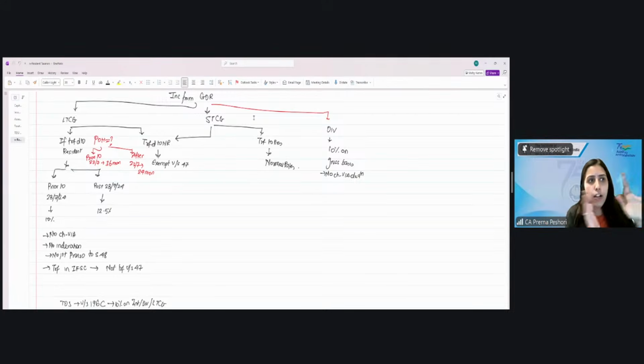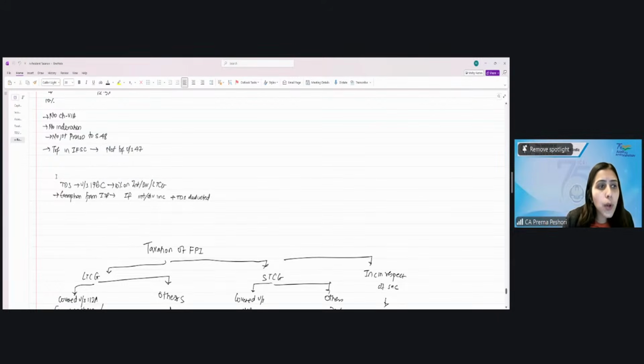The period of holding prior to 23rd July was 36 months. After 23rd July, it is 24 months. If the GDRs are transferred by one non-resident to another non-resident, it is exempt, whether it is long-term or short-term. The short-term capital gain will be chargeable at normal rates. And the TDS will be payable under 196C at 10%. Plus, if this is the only income, interest and dividend income, and the tax has been deducted, there is no requirement to file the ITR.